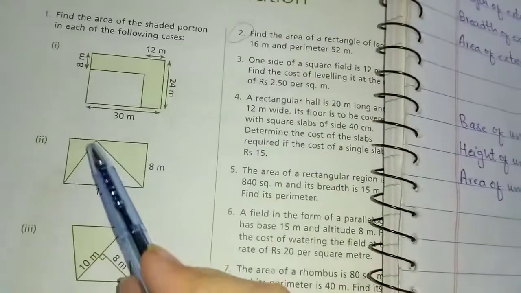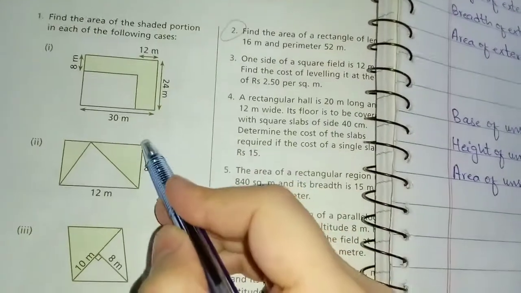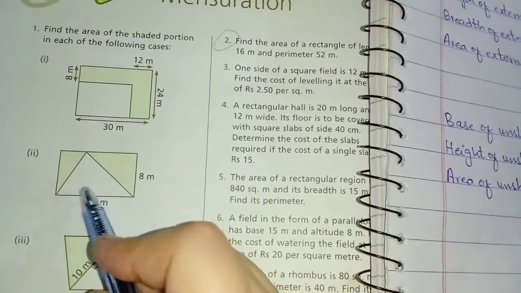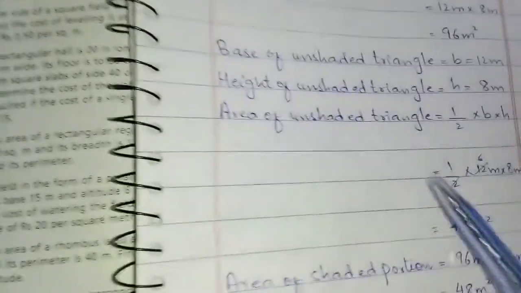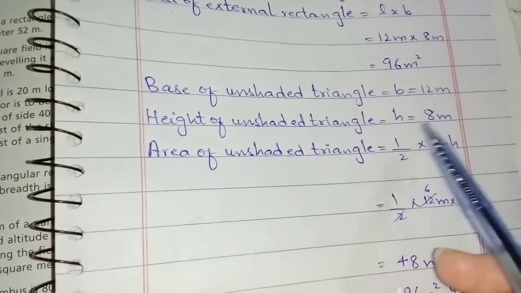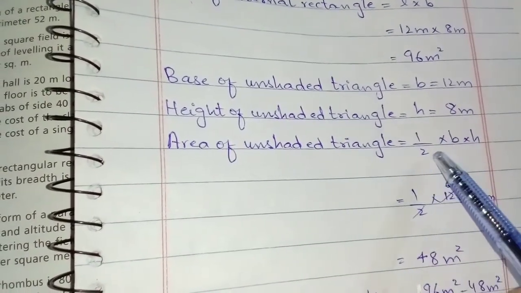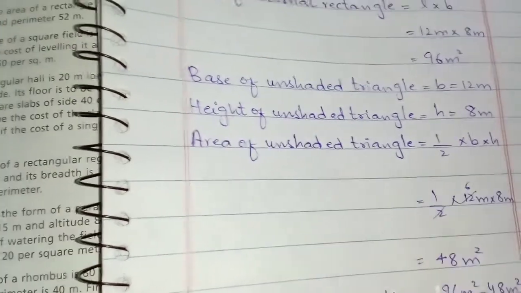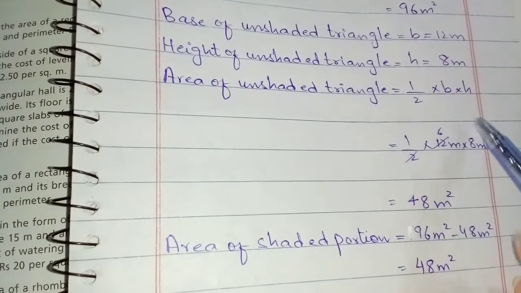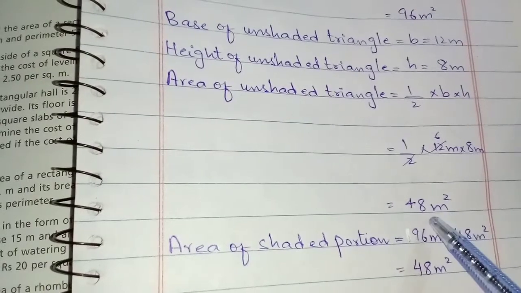Now we have to find the area of this triangle with base 12 meter and height. This height is equal to 8 meter. So height of the triangle is 8 meter. Base of the unshaded triangle B is equal to 12 meter. Height of the unshaded triangle H is equal to 8 meter. So area of unshaded triangle is equal to 1/2 multiplied by base into height. Base is equal to 12 meter and height is equal to 8 meter. So 2 1s are 2, 2 6s are 12, 6 into 8, 48 meter square is the area of the unshaded triangle.